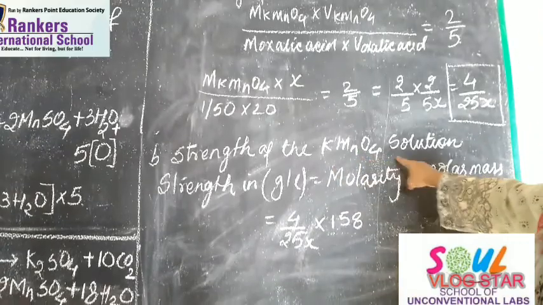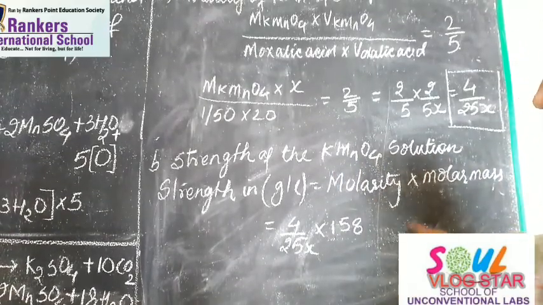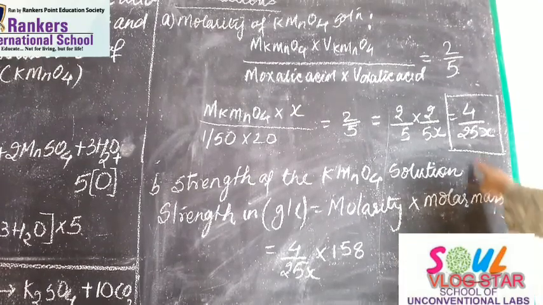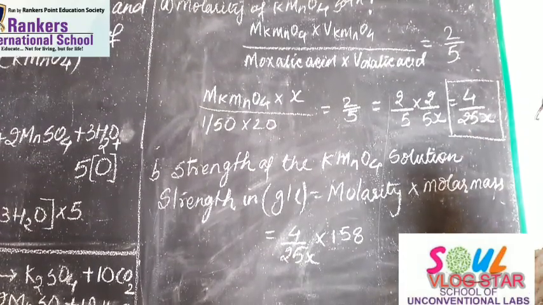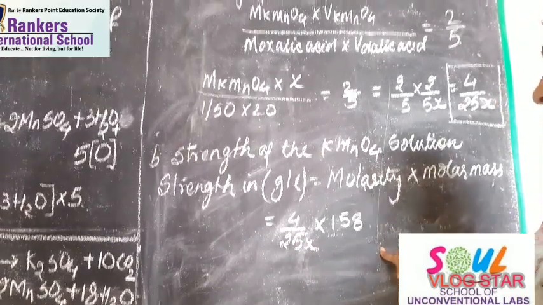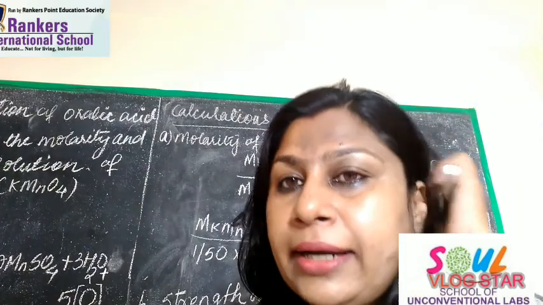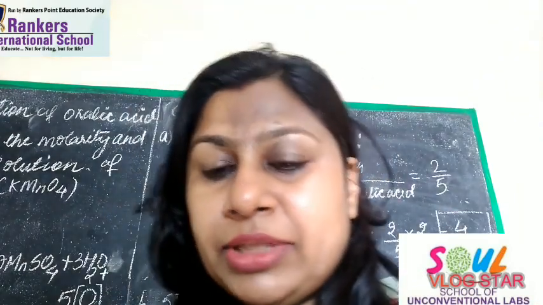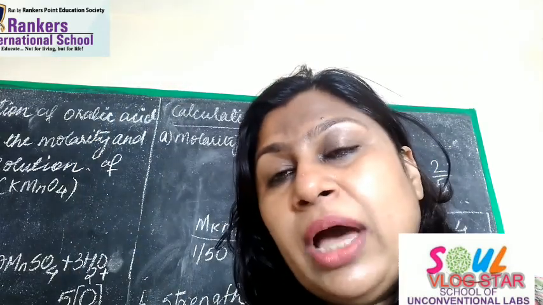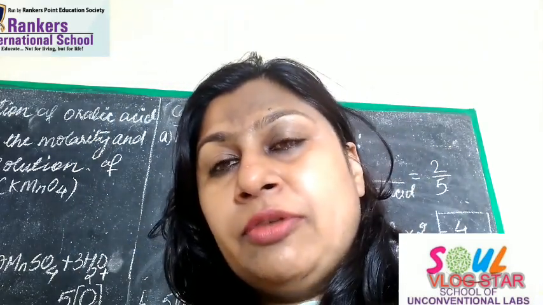And then part B, strength of KMnO4 solution. So strength in gram per liter can be found out by molarity into molar mass. So molarity you have taken out from here, and for KMnO4 you know the molar mass is 158, which comes to 4 by 25x into 158. So children, here the titration, that is the oxalic acid with KMnO4, is over.